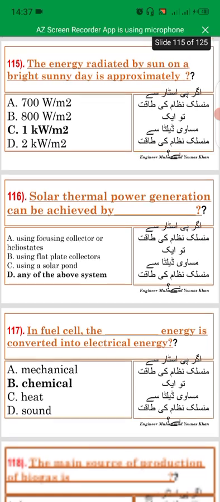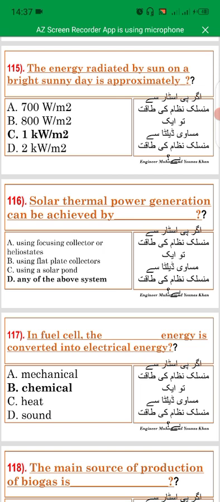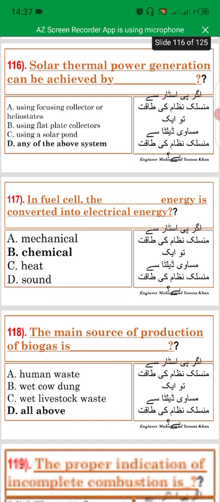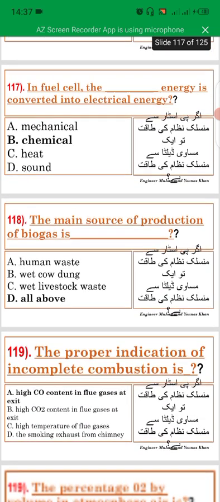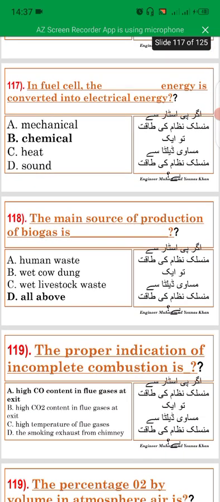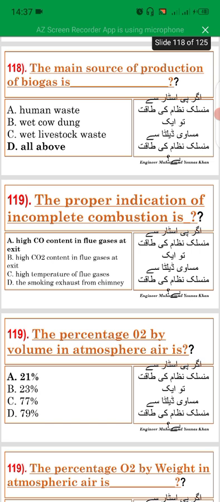The energy radiated by sun on a bright sunny day is approximately 1 kilowatt per meter square. Solar thermal power generation can be achieved by using focusing collector or heliostats, using flat plate collectors, using a solar pond. In fuel cell, the chemical energy is converted into electrical energy. The main source of production of biogas is human waste, wet cow dung, wet livestock waste.